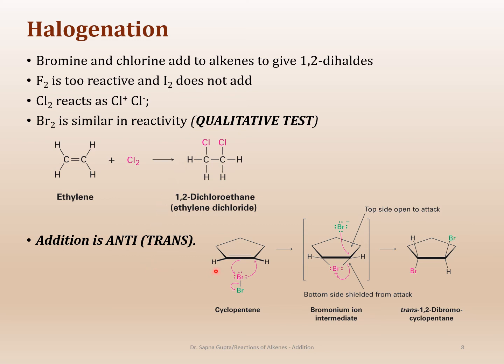Now, there are a few things that are important. For example, when we talked about the addition of HCl or hydrohalogenation, the addition was Markovnikov addition. Now, in this case, the important thing to remember is that the addition is a trans addition. So what does a trans addition mean? This has to do with the mechanism of the reaction. So here, let's see this.